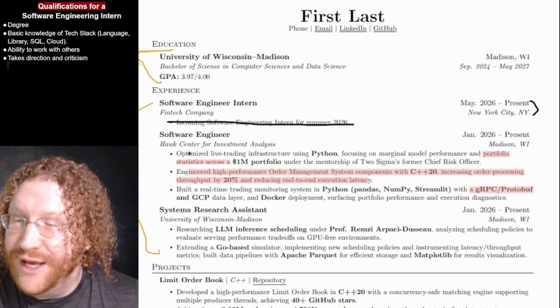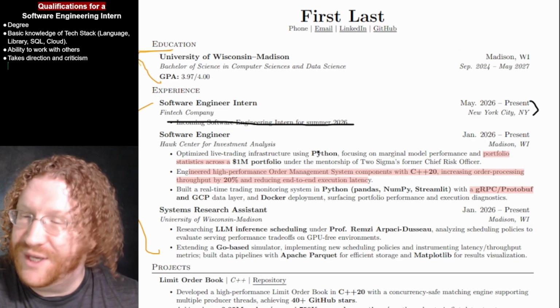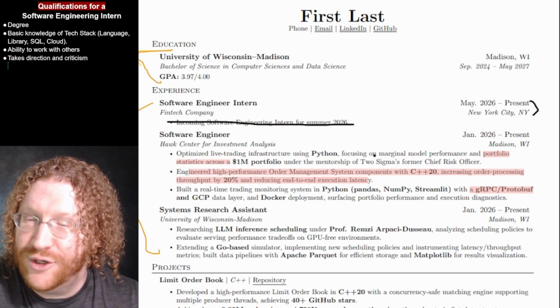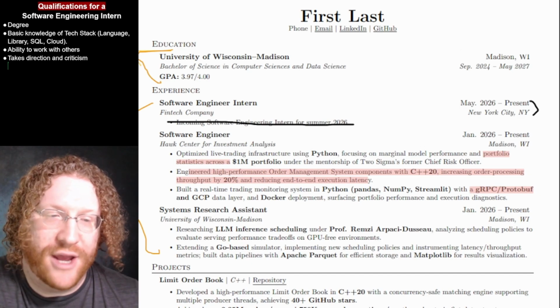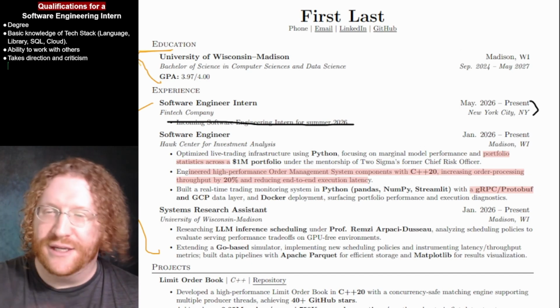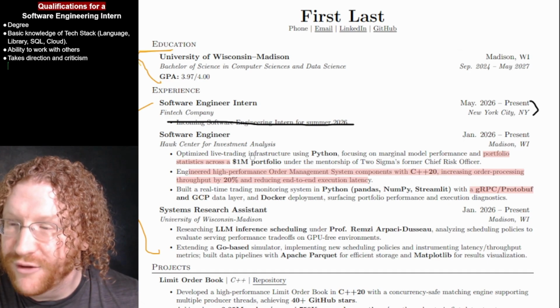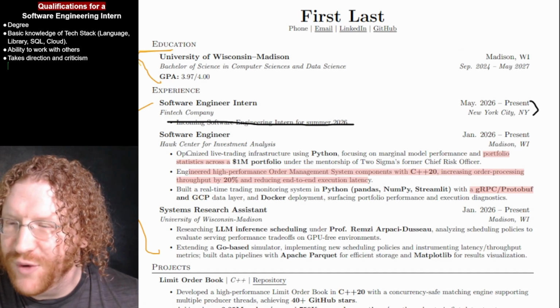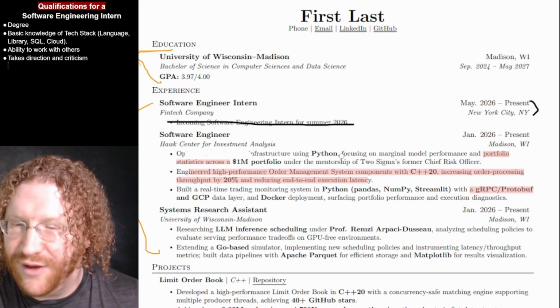Then the next one, actually, I don't even know if you really need this or not. The next one is optimize live trading infrastructure. Cool, I don't know what that means. Using Python, good. Focusing on a marginal model performance and portfolio statistics, that's a hot dog. I don't care about that. That's not related to the basics. So that can be safely deleted. Like you've really only said created infrastructure, right? A live trading infrastructure using Python.